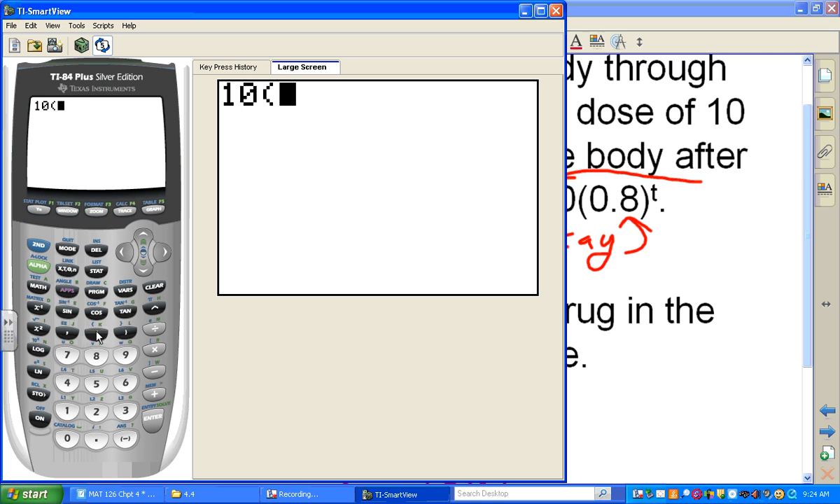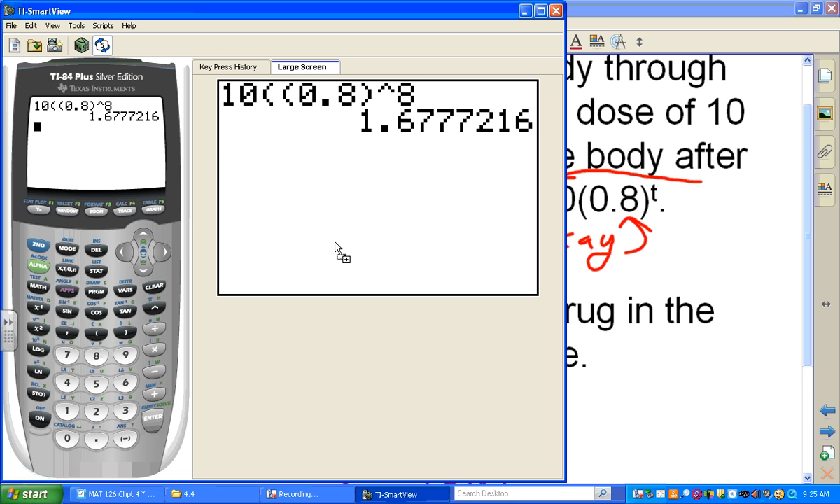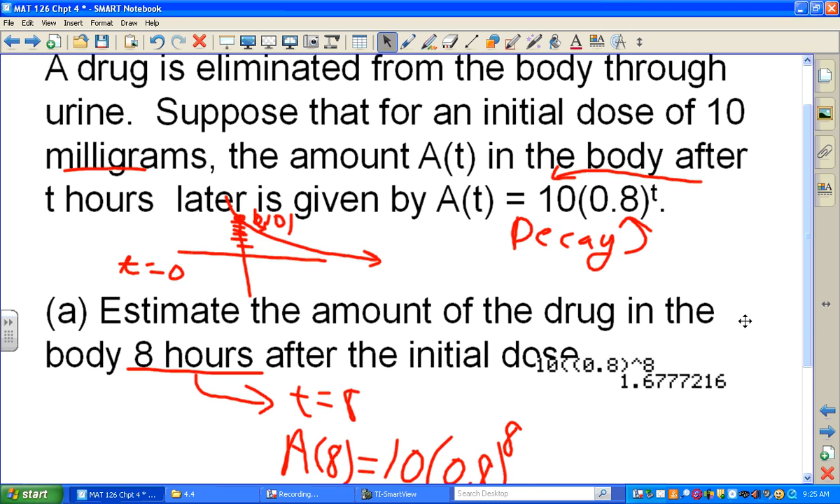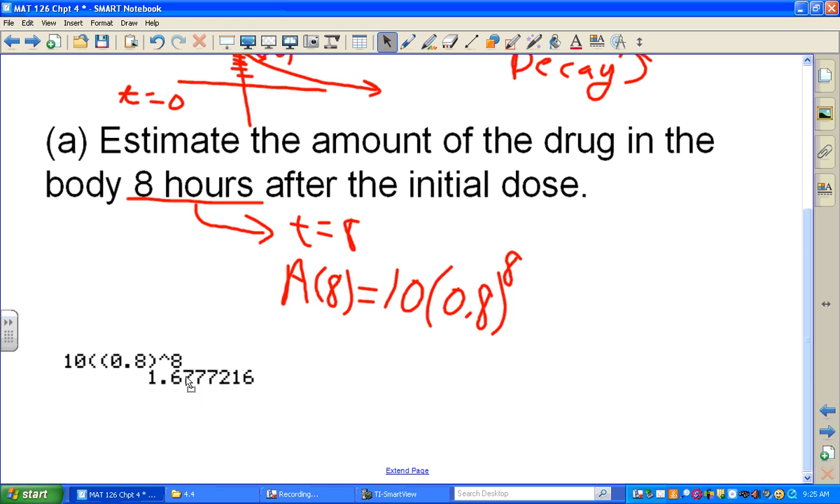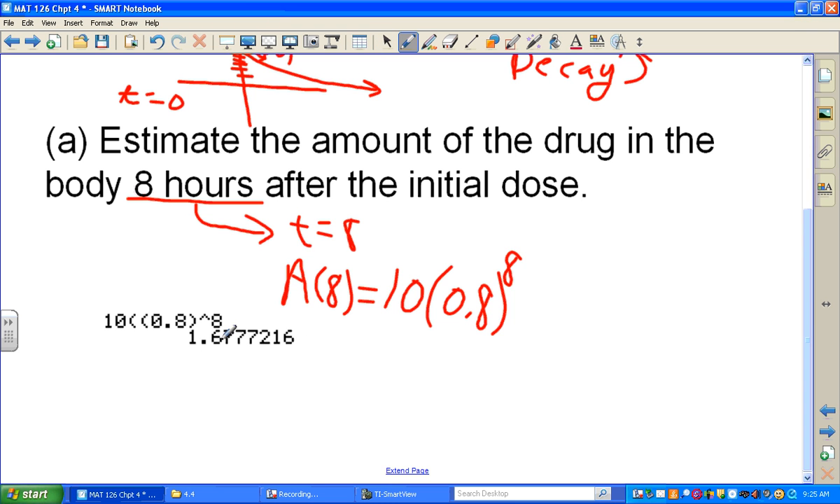10, parentheses, 0.8, caret 8, enter. 1.677 milligrams, right? That's how much is left in the bloodstream after 8 hours. Milligrams. Sure. 6.8, how's that? 1.68 milligrams. Fantastic.